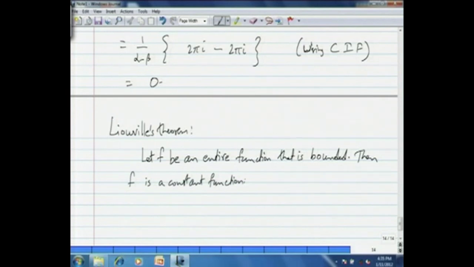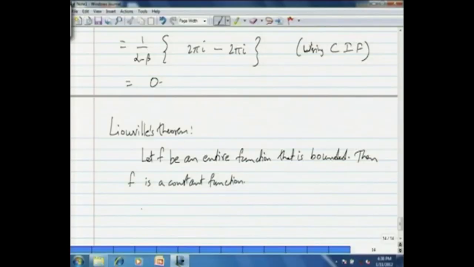Okay. So, recall what an entire function is. It is an analytic function, it is analytic on all of the complex plane. And a bounded function, recall what a bounded function is: the modulus of f of z is less than or equal to M for all z belongs to C.